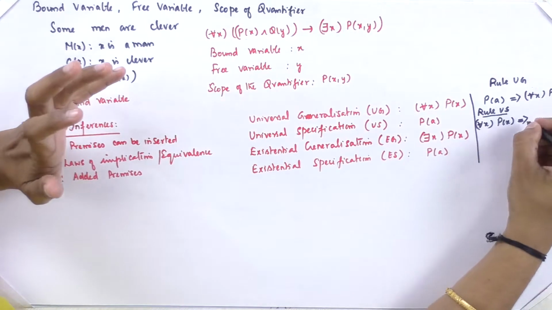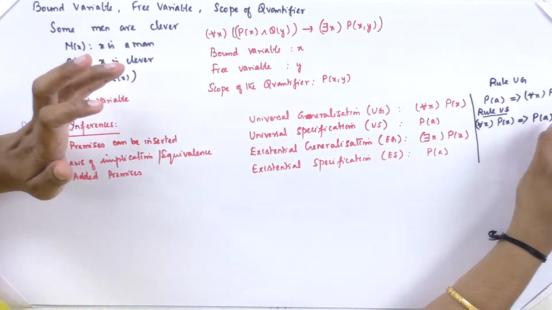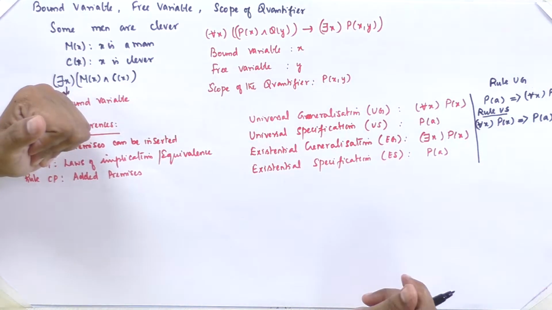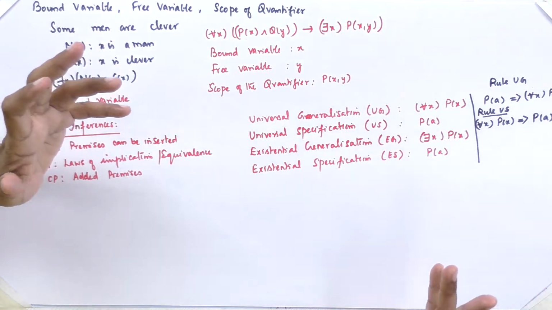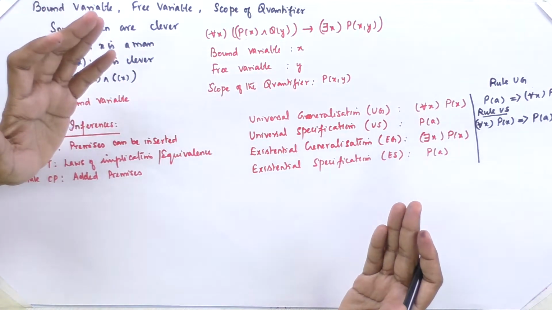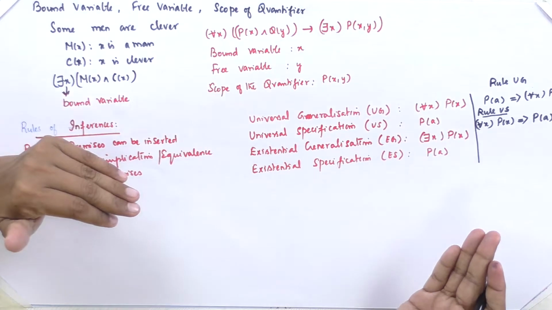How do I denote that? Specifically, if I want to point out that only Sita is good at singing in this class, I can write this will imply P of A. What is this? A represents Sita and P represents singing. So Sita is good at singing. If I make use of the rule US, definitely I will be able to get that.